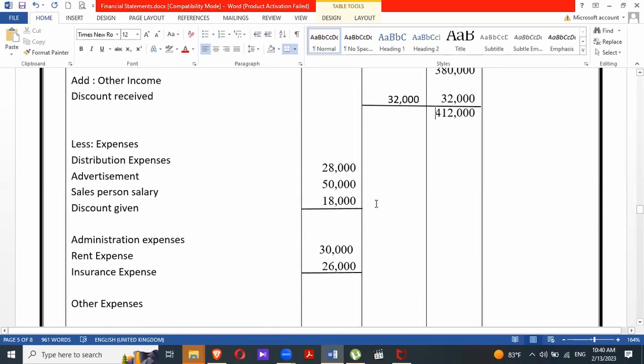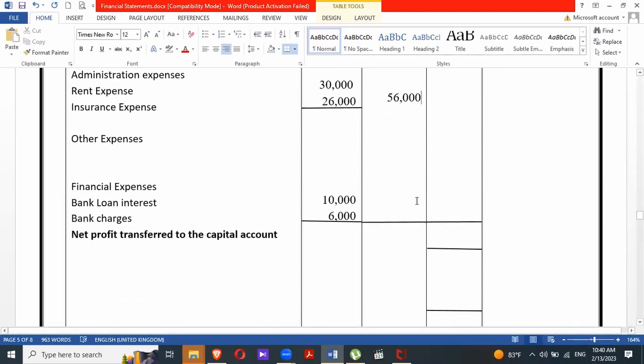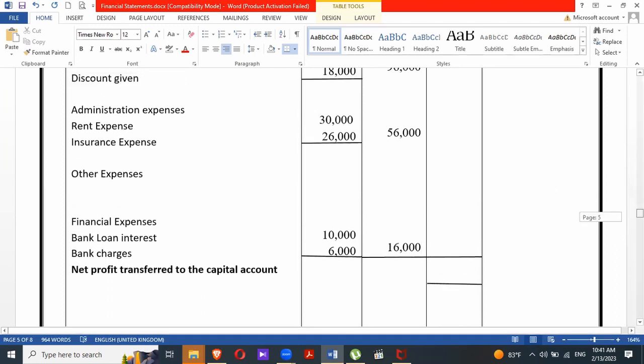Right, now take the totals of distribution expenses. 28, 50 plus 18, altogether total is 96,000. Right, next total of the administration expenses. Administration expense total is 56,000. Right, then financial expense total is 16,000. Right, likewise you can record the totals of expenses. Totals of expenses you can record like this.